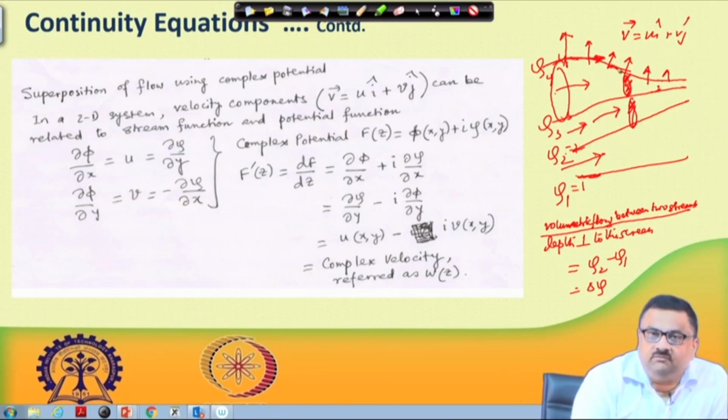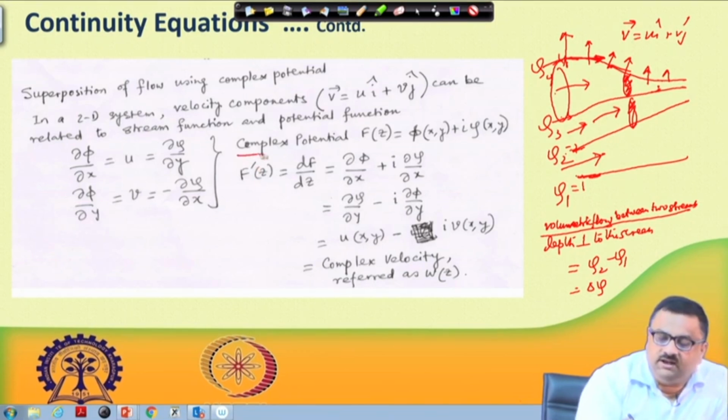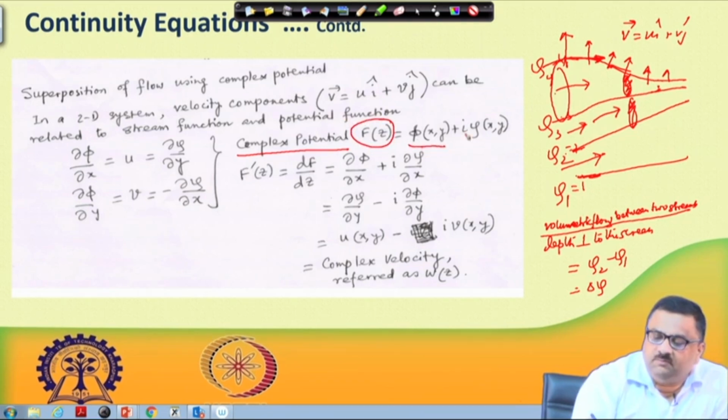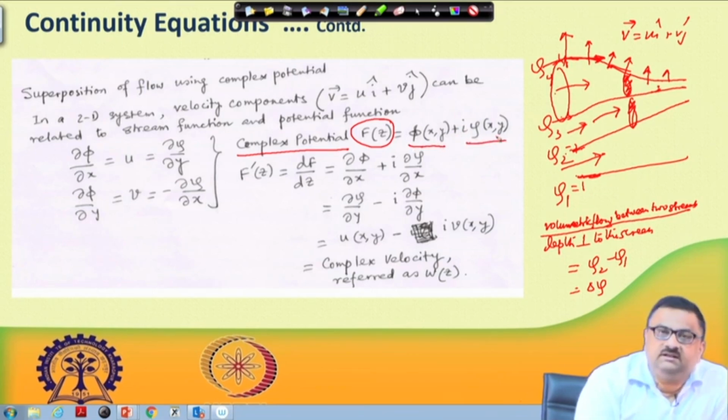Now, with this understanding of stream function and potential function, we are going to merge the two. We are going to define something called a complex potential, which is a complex number. This is called F of z. This is a complex number which is equal to the value of the potential function plus i psi, where i squared is equal to minus 1. So, phi plus i psi.